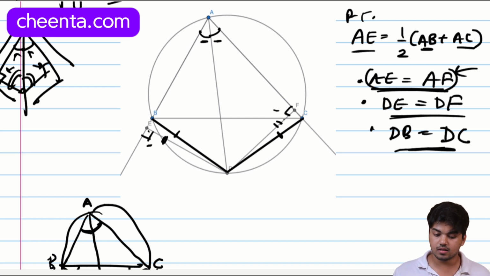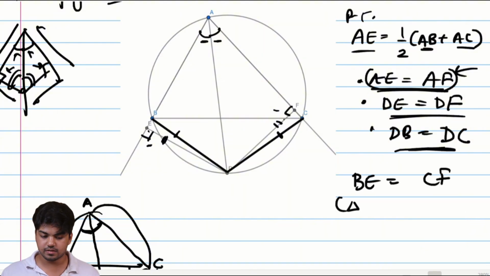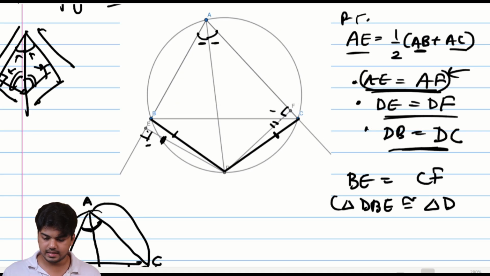Since the hypotenuse are the same and the perpendicular are the same, we get that BE is equal to CF. This is either by congruency between triangle DBE congruent to triangle DCF, or by just noticing that BE is the base in these right angle triangles where the hypotenuse and the perpendicular are the same. So by Pythagoras' theorem, if you will, they're the same.